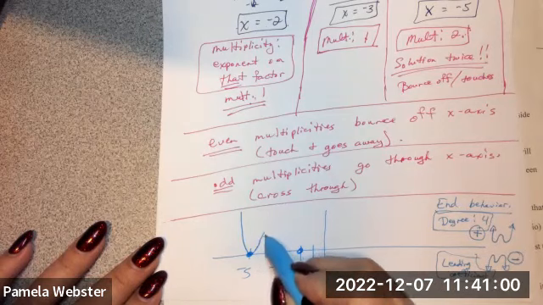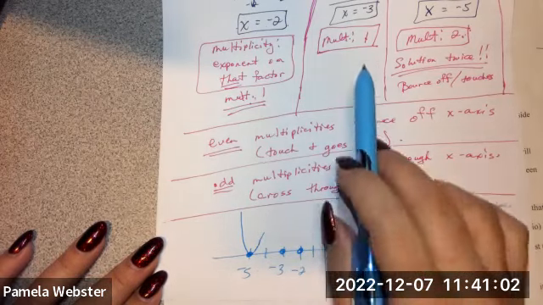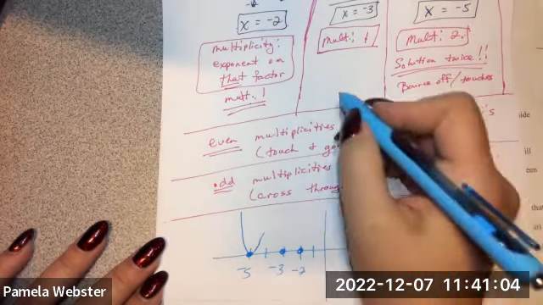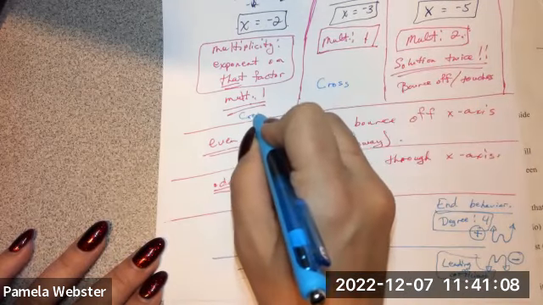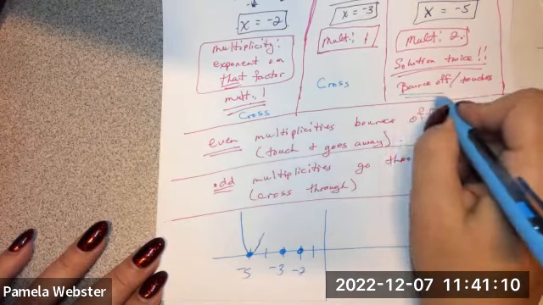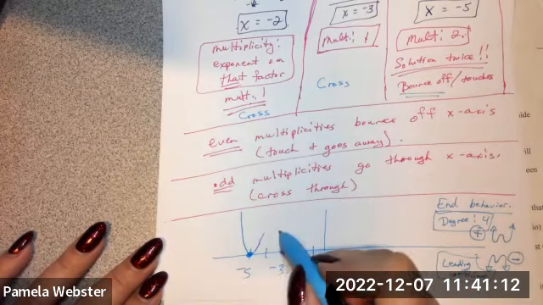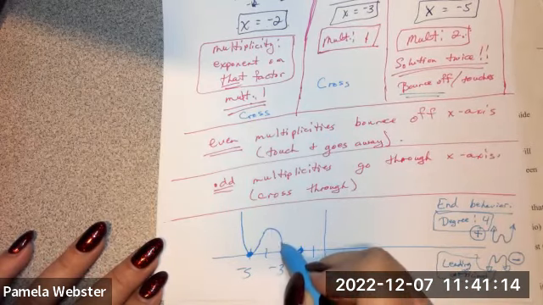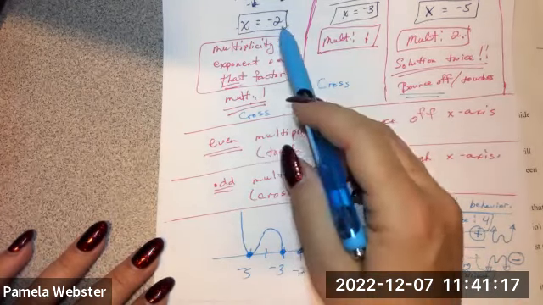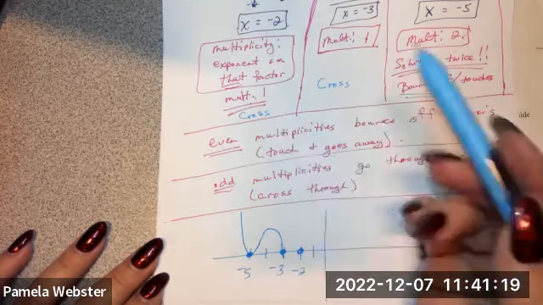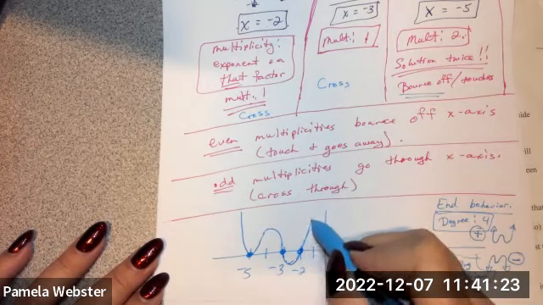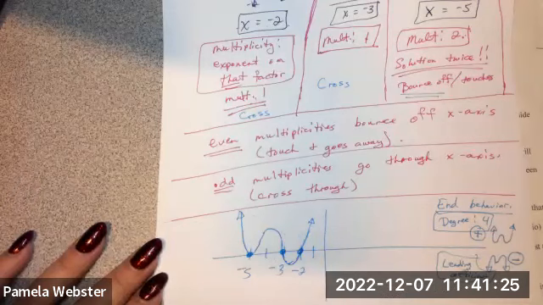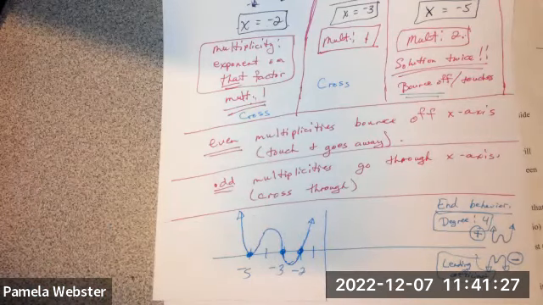Okay. But then -3, he had multiplicity of 1. So this was go through. I didn't write this. This was a cross. This was a cross. This is a bounce. Okay. So this one's going to go through at -3. And I also had -2. He was multiplicity of 1 and he goes through. So when I'm finished, hopefully it looks like the W. Okay. And he is opening up.